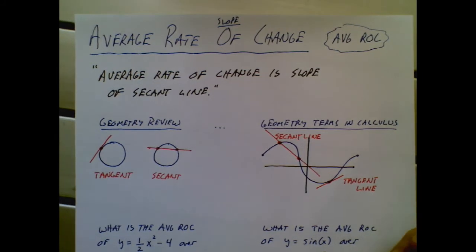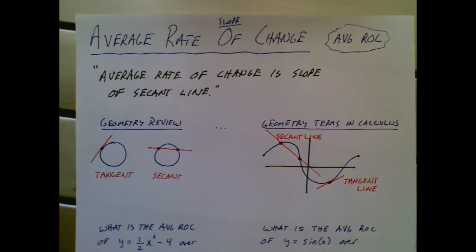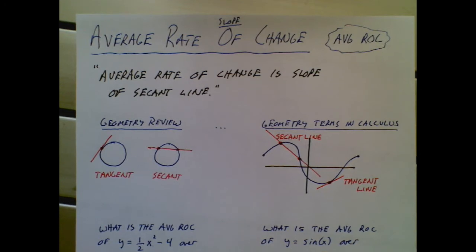Well, this is going to be one of the easiest things you ever do in calculus, and it's going to be helped by this monk-like monotone chant. Average rate of change is slope of secant line. One more time. Average rate of change is slope of secant line. If you do that little monk-like monotone chant, what we're going to learn later in this video is going to be super easy. But before we get there, let's make sure we're all on the same page with our terminology.